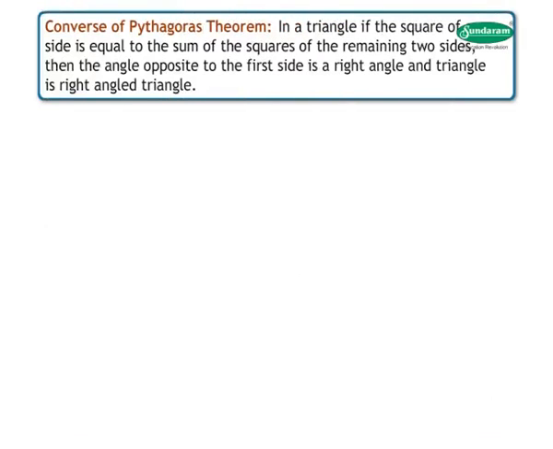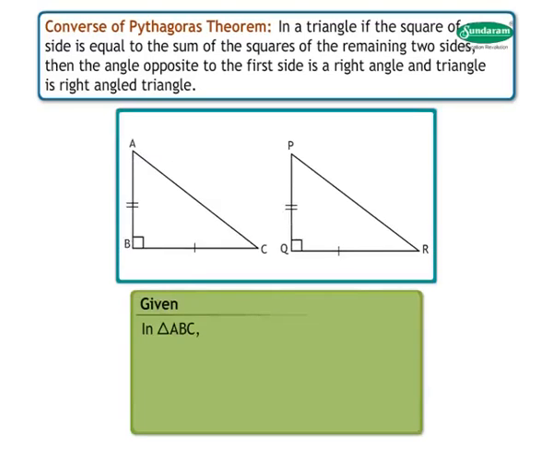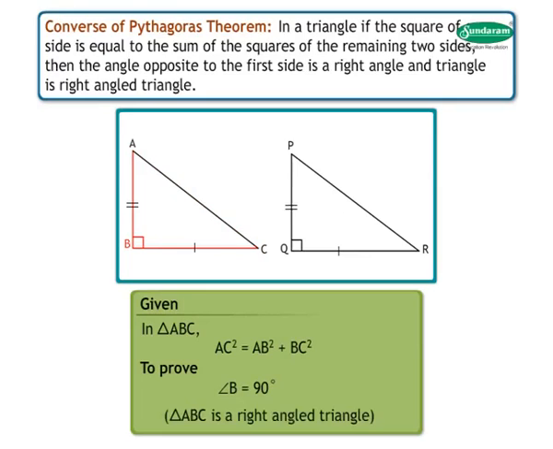Converse of Pythagoras Theorem. In a triangle, if the square of one side is equal to the sum of the squares of remaining two sides, then the angle opposite to the first side is a right angle and the triangle is a right-angled triangle. Here we are given in triangle ABC, AC square is equal to AB square plus BC square. We need to prove that angle B is equal to 90 degrees. That is, triangle ABC is a right-angled triangle.